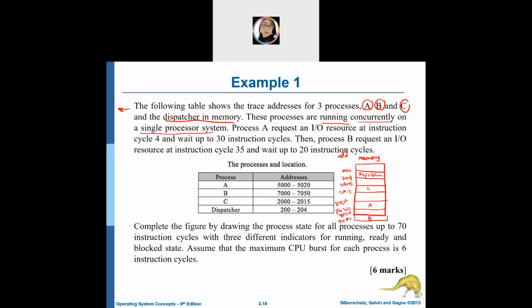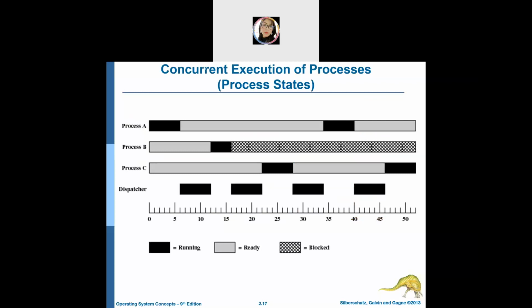Process A requests input output resources. Similar to just now, you had the example of process B having the input output resources. At instruction cycle 4, it's going to wait for 30 instruction cycles. Then process B requests the input output resources, similarly, at instruction cycle 35, and waits for 20 instruction cycles. So the whole scenario is already given clearly here. Then complete the figure by drawing the process steps like this. Okay, that is the process that you need to draw.